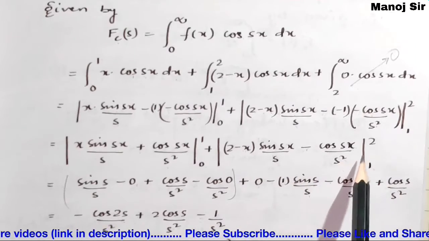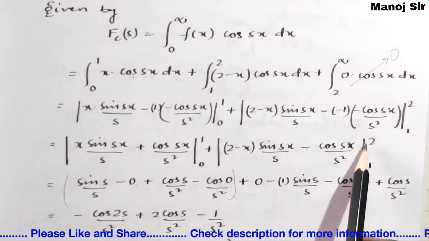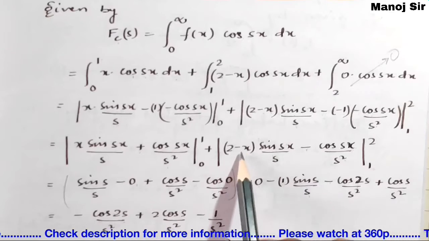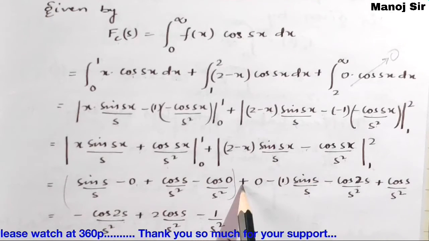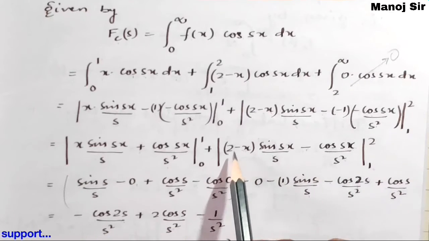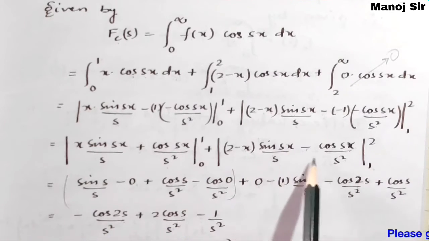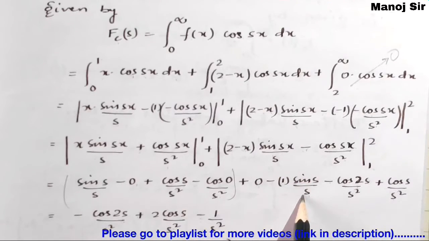Now coming to the second part. Simply put the upper limit here, so 2 minus 2 will become 0. If you put the upper limit here, this will become 0, so the whole term will become 0. Upper limit positive, lower limit is negative. Now simply put this 1 here. 2 minus 1 is 1, and here we are putting the lower limit in place of x, so it is sin s upon s.